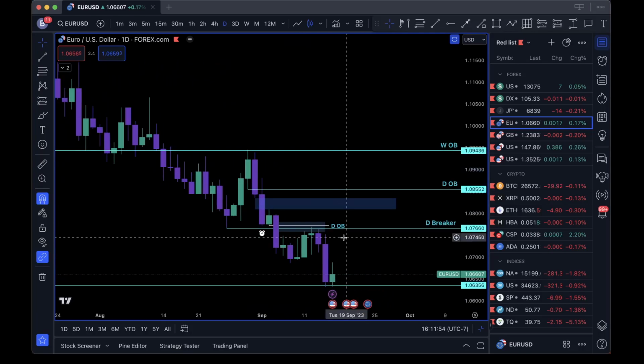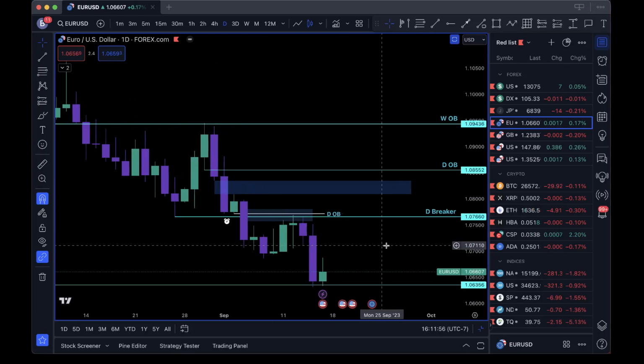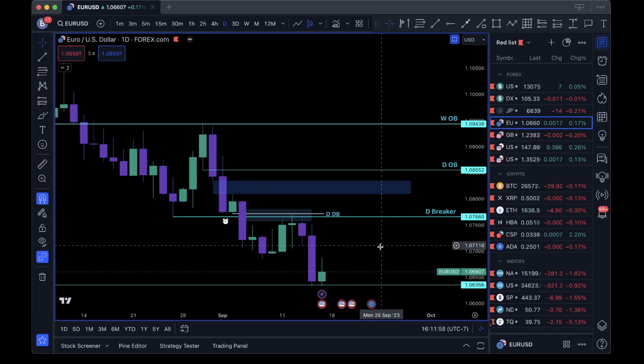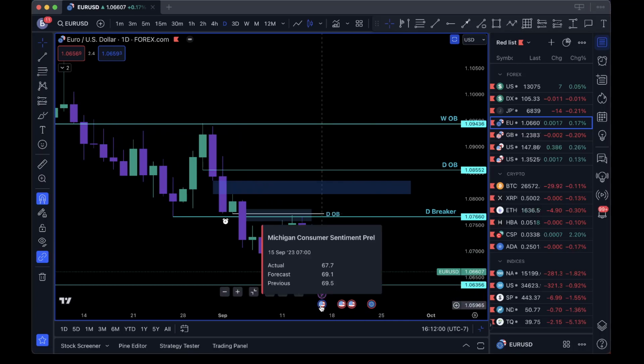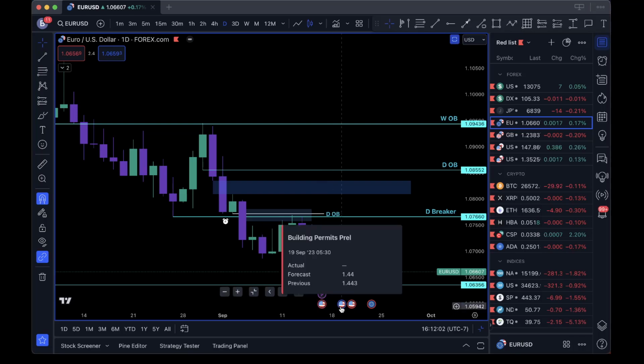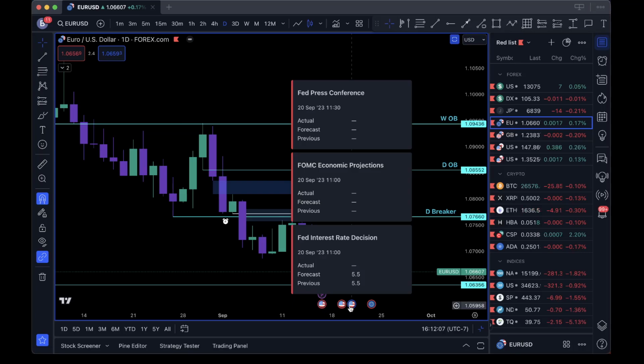And then what I think I might do is just completely clean this chart up. Look, I got all the trades I needed out of this chart. It's messy. It's ugly. Yep, there was our Michigan consumer sentiment. Now, coming up this week, we have building permits on the 19th. We have the Fed interest rate decision. Right now, we're at 5.5.